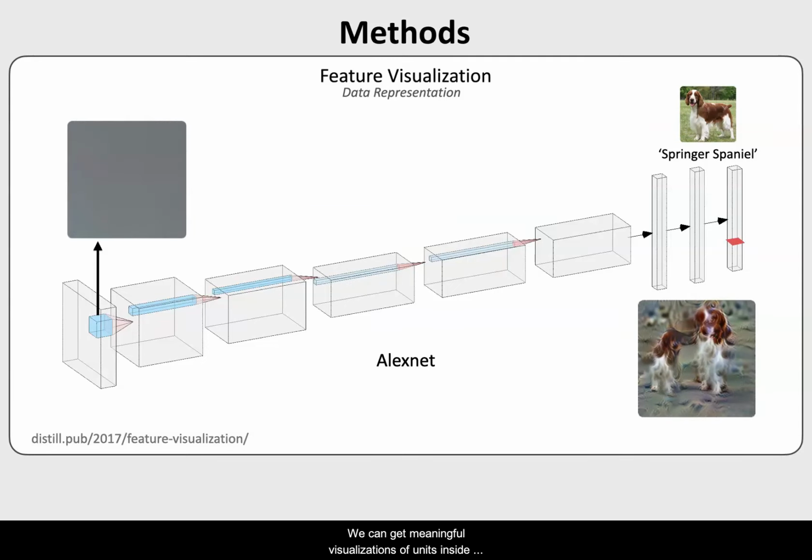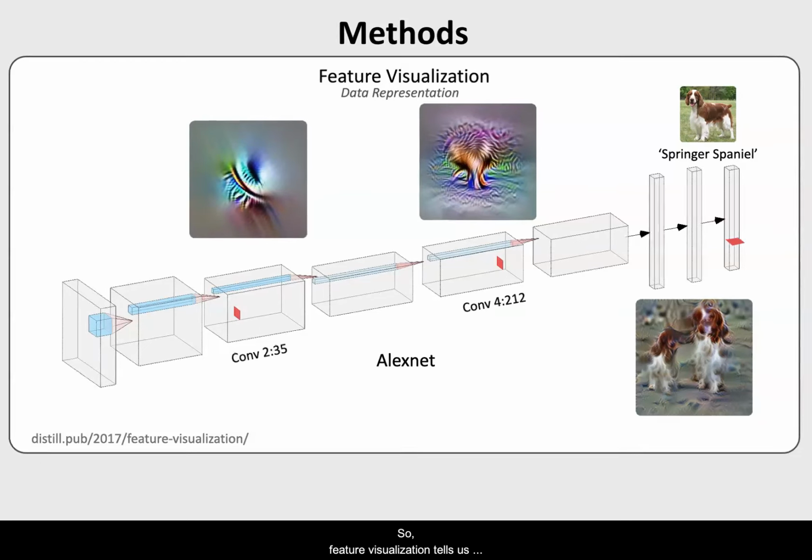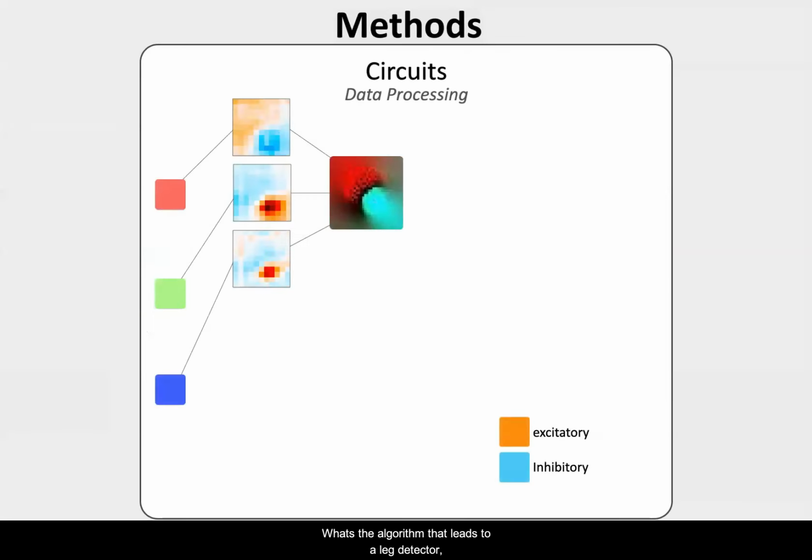We can get meaningful visualizations of units inside our network as well. This conv4 unit seems to respond to furry legs, and this conv2 unit to an oriented curve. So, feature visualization tells us what units inside our network represent, but how do they do it? What's the algorithm that leads to a leg detector or a curve detector or whatever else?